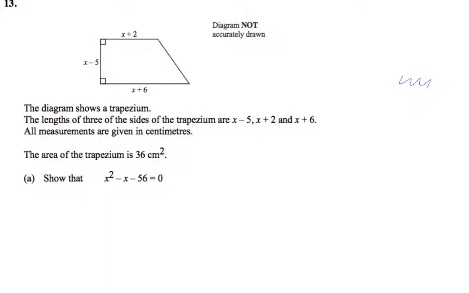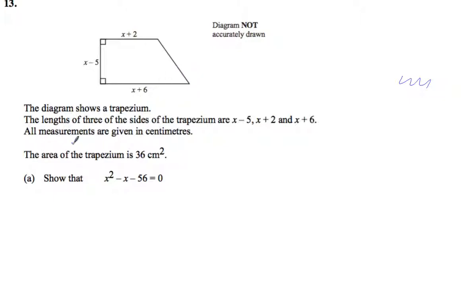Question that a lot of you got wrong. So what I'm going to do is just go through the question with you. The question says a diagram shows a trapezium, which you can see here. The lengths of all the sides of the trapezium are x minus 5, so that's given as a length, x plus 2 and x plus 6. Okay, we're not given that one yet. All measurements are given in centimetres.